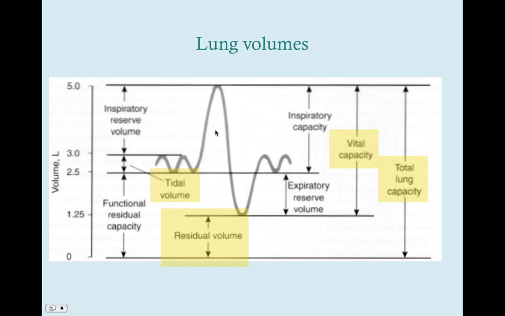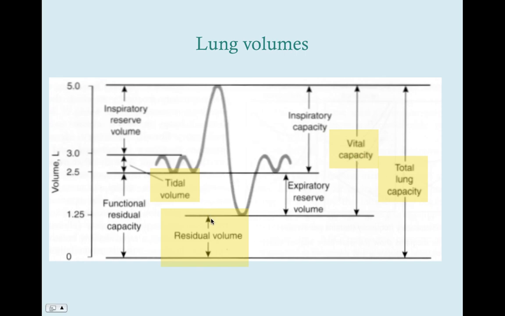The greatest amount of volume of air that you can breathe in is considered your total lung capacity. So in most people, that's around 5-6 liters. Some bigger guys, it can be about 7 liters. But that's your total lung capacity. So that makes sense. The total amount of air that you can fit into your lungs is your total lung capacity. Now that's different from your vital capacity.